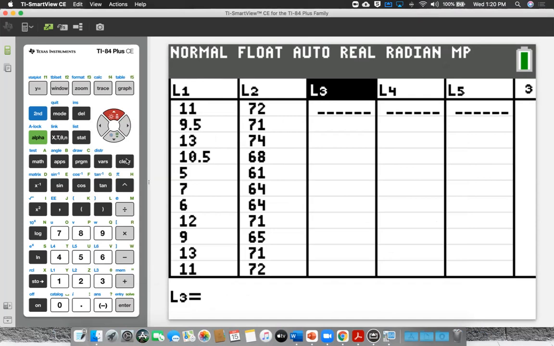So what you're going to do here is give it a command, because I don't want to have to type them in one by one by one by one. Anytime I want to give the calculator a command, I go up to the top and I hit enter. When the calculator is ready for that command, it'll have a little blinking cursor down at the bottom. That means I'm ready.